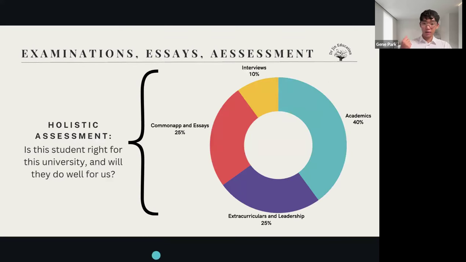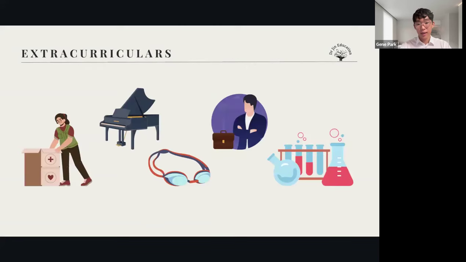Now we zoom out a bit and we go back to this holistic assessment. What we've talked about so far is academics, our Common App and our essays, right? And now we're going to talk about maybe the most foreign of these, which is extracurriculars, which goes into, again, this idea of holistic assessment. So what are extracurriculars? Well, it's sort of in the name, right? And why should I care about them?